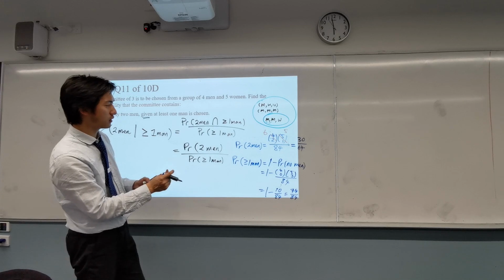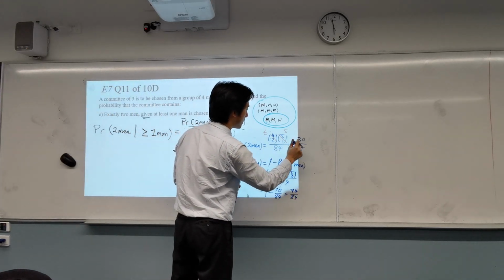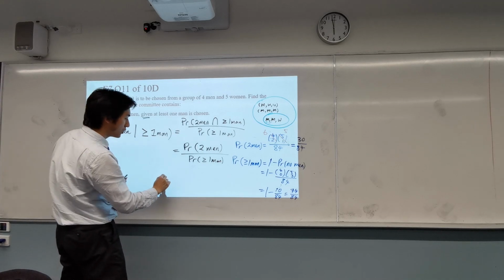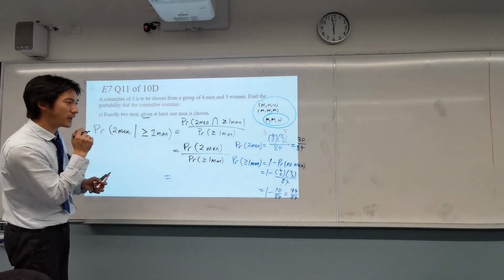Have I made a mistake earlier? Yeah, I have. So that's 84. Always keep checking your mistakes. So at the end, we're almost at our answer.